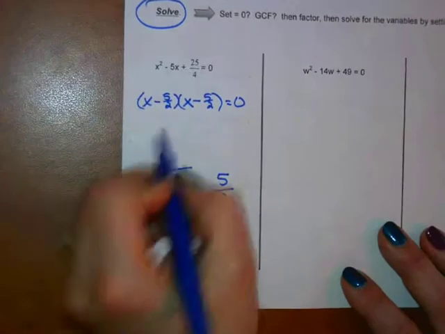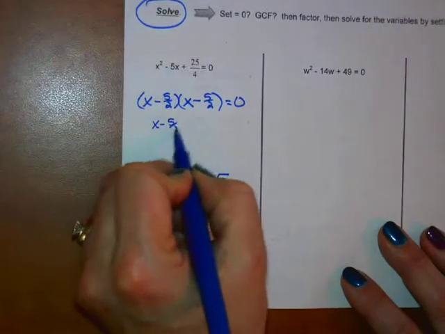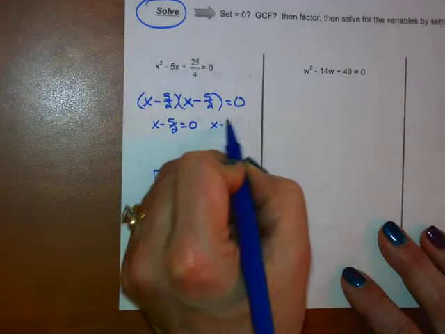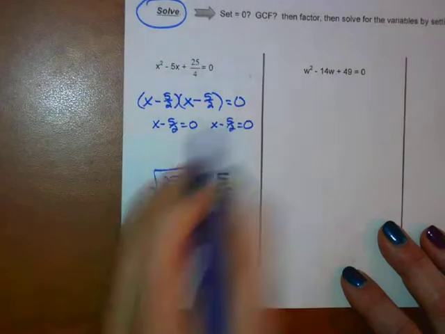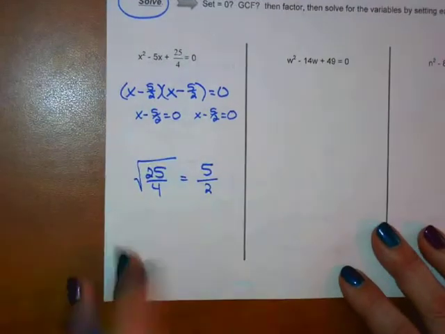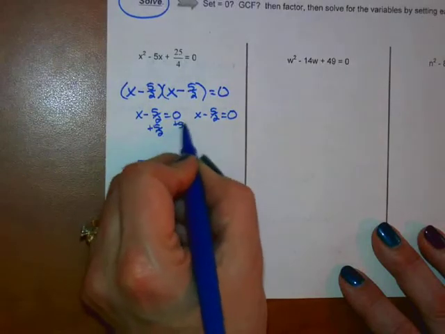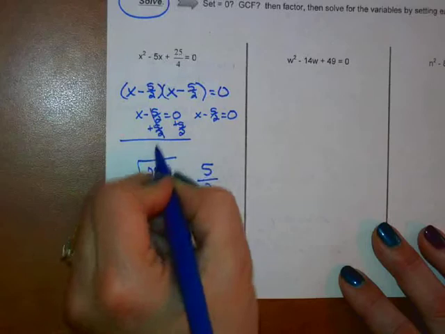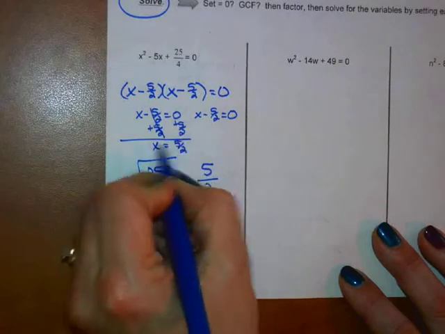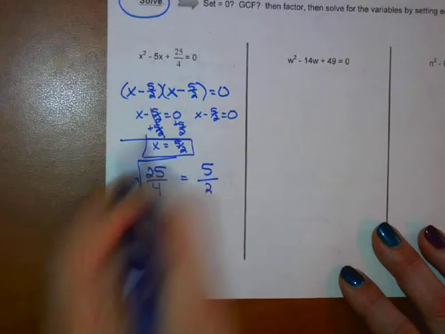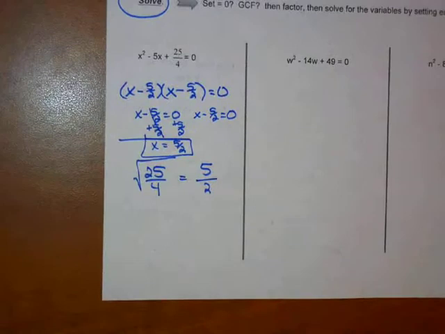Now, I set each one equal to 0, and I got to solve. Basically, it's going to be the same number, which is what? If you add 5 halves to both sides, x equals 5 halves. That's your answer right there. You only have to do it once because it's the same number.